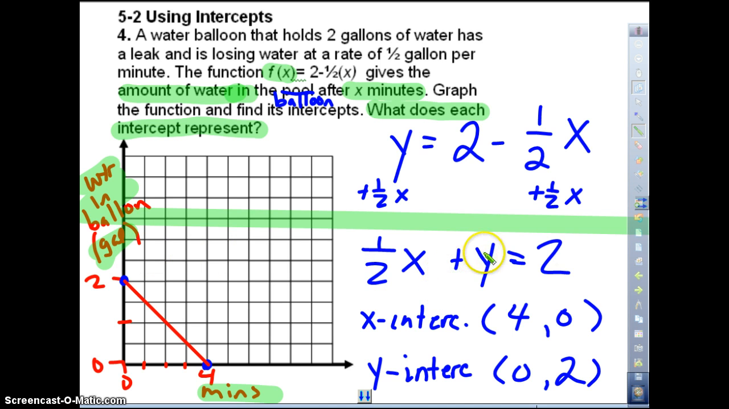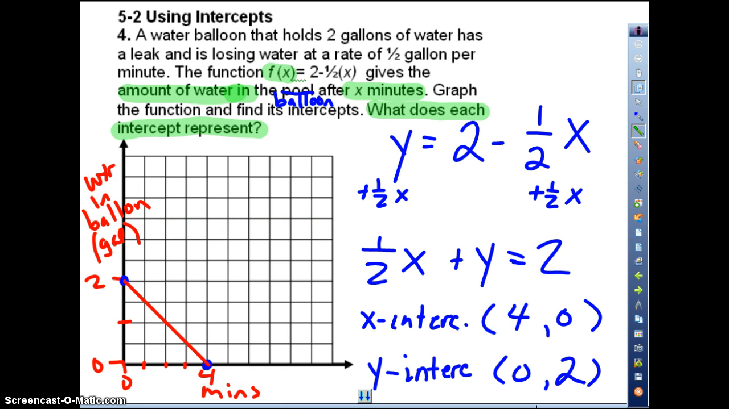If you say your x-intercept is minutes and your y-intercept is gallons, what you did was you just told me the label for my x and my y-axis. You did not tell me what the intercepts represent in the context of this problem. What you need to do for the x-intercept, look at your x-intercept. I want you to tie in this number, this number, this label, and this label into your explanation. Does somebody want to try that? Sarah. It takes 4 minutes to drain 2 gallons of water out of the balloon.